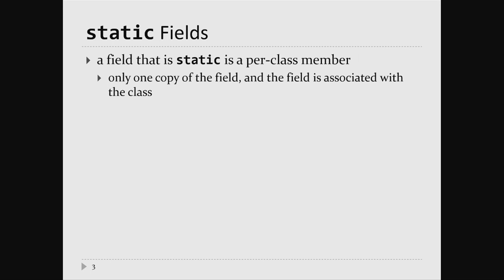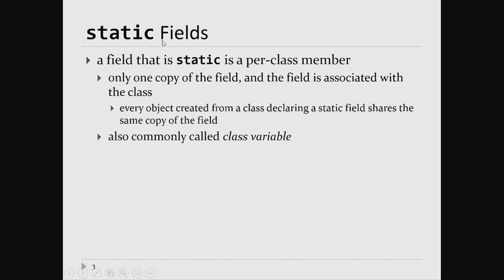Okay, if you have a field that's static, we say that it's a per class member. All that means is it belongs to the class. When I say it belongs to the class, what I really mean is that there's only one copy of the field, and the field is associated with the class instead of an object. So in the point 2 class, every object has an x and y coordinate. Those fields are non-static, so every object gets its own x and y coordinate. If you have a static field, then no object has that static field; the field belongs to the class, but the objects can get to that static field. So every object created from a class that has a static field shares the exact same copy of that field. You also see static fields called class variables by some writers.